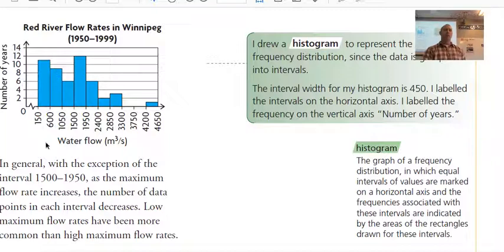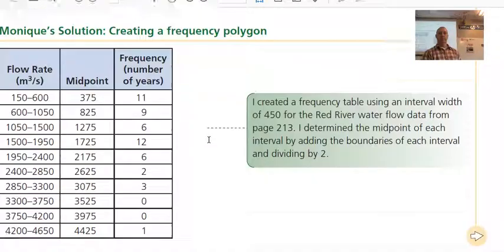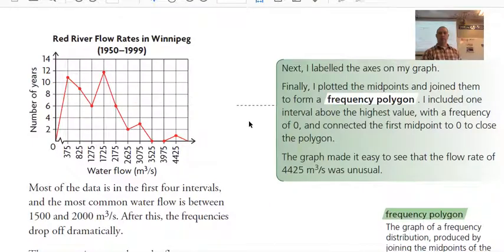You'd have your 2 units, one on the bottom, one on the side, and then you would draw these bars that would represent the frequency. Okay, so histogram. All right. This one is the frequency polygon. So this is a line graph.